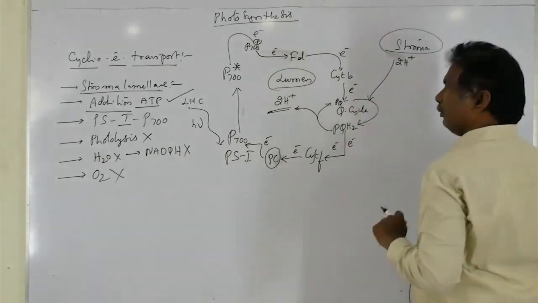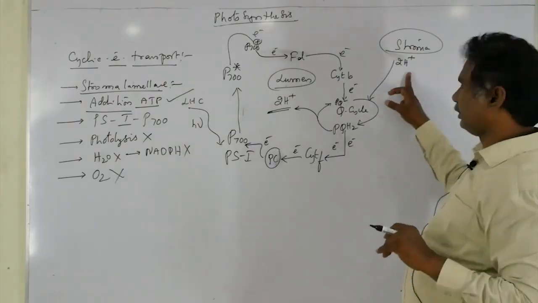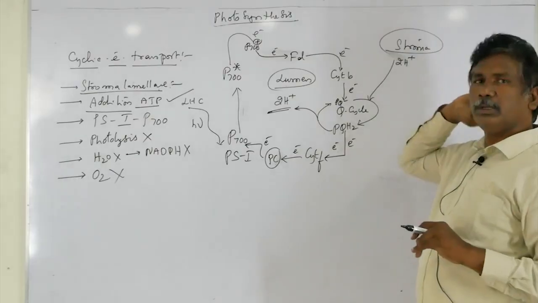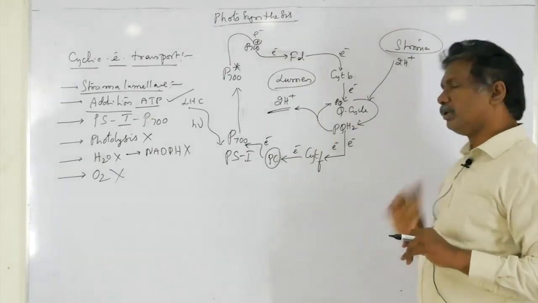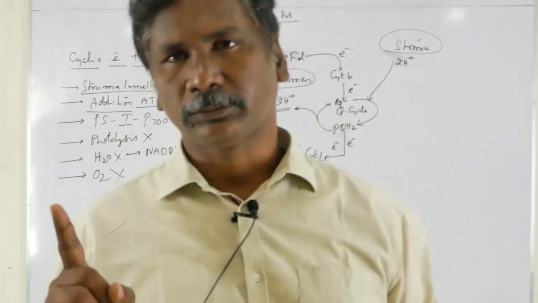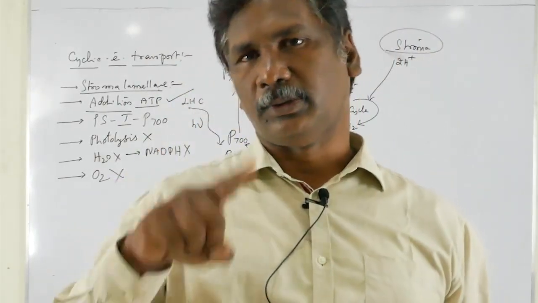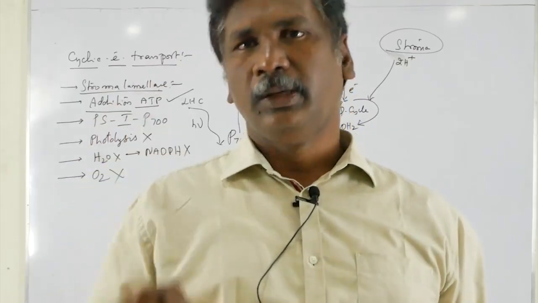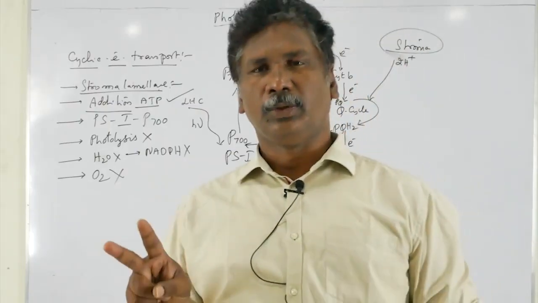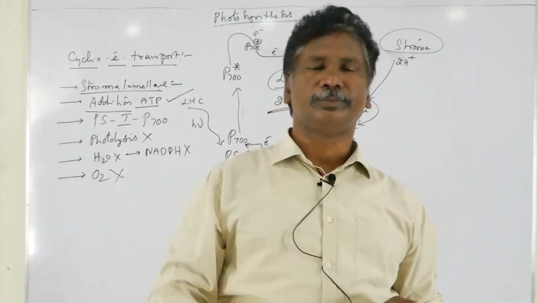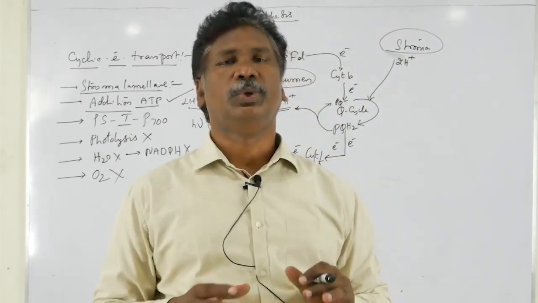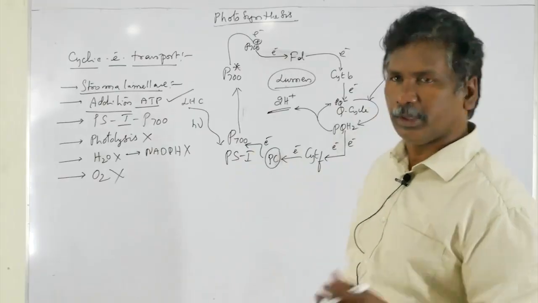Every 1 electron will provide 2 protons into the lumen through the quinone cycle. If 1 electron enters into the quinone cycle, that can translocate 2 protons into the lumen. That is the main important source for ATP synthesis in the next step.